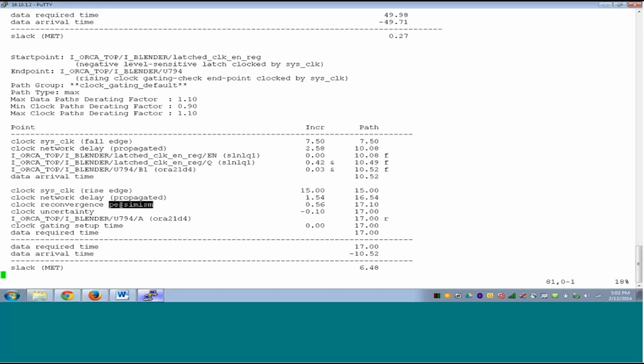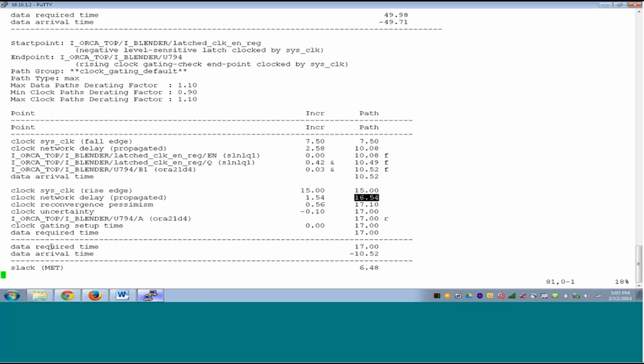See here the CRPR has some value. So CRPR removal is delaying the capture clock. When you delay the capture clock in case of setup, it is an advantage. So CRPR is a pessimism removal. It is not a pessimism addition. If you don't do CRPR analysis, that means extra unneeded pessimism is added to your flow. CRPR is a process which removes this pessimism, so it will credit to the slack, right? So this is one example.